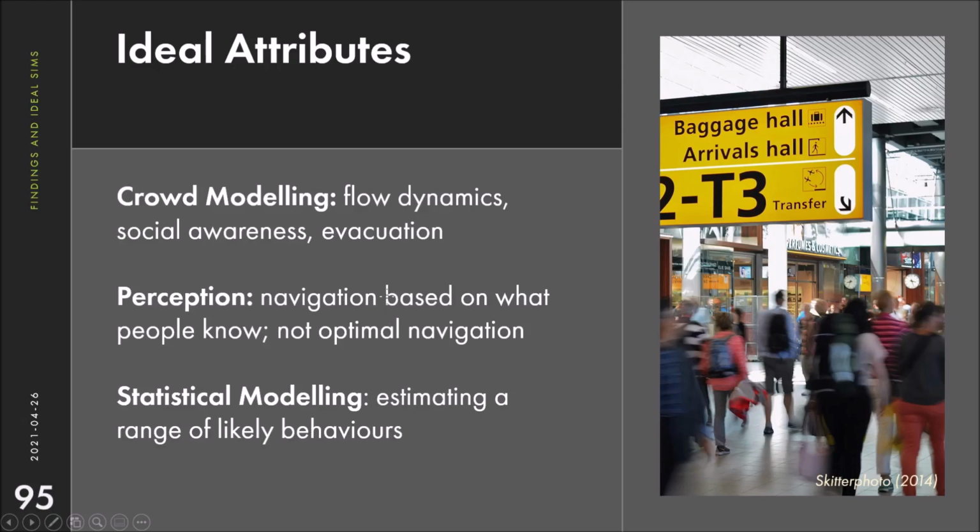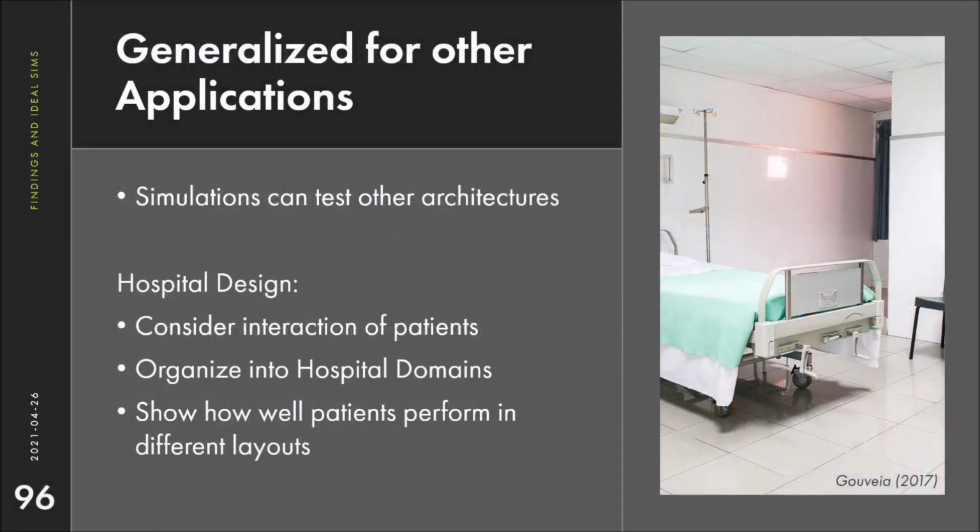And if generalized enough, agent simulations could be used to test any building type, in addition to transportation facilities. For example, hospital designs may use agents to test patient interactions in waiting rooms or clinics. This could incorporate hospital domains to check how well patients complete checkups, wayfinding, or operations.